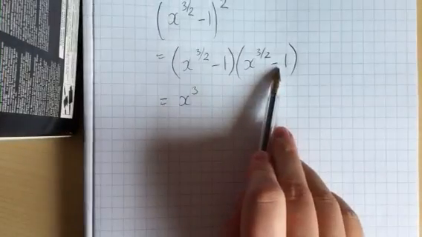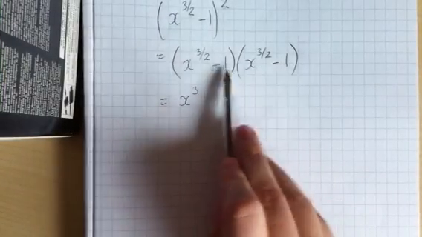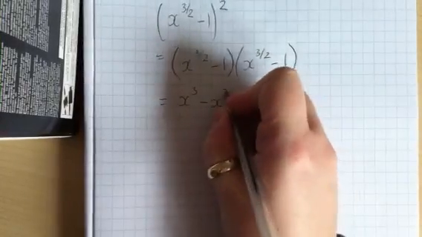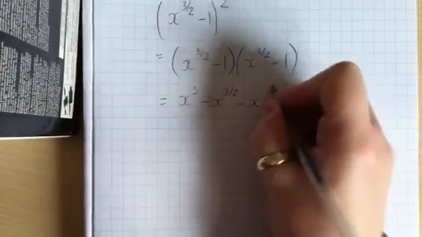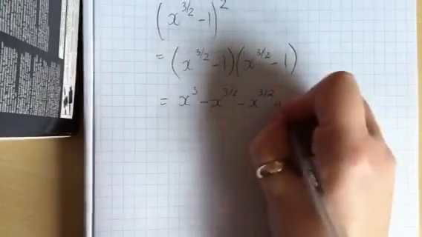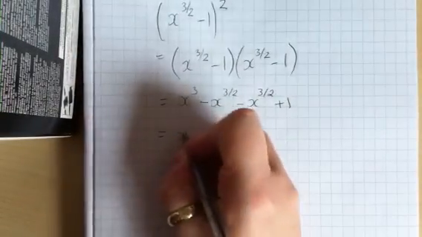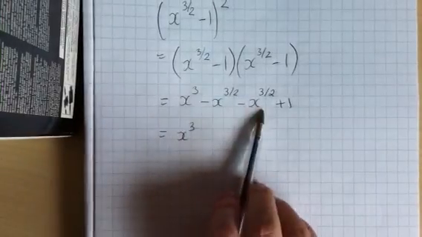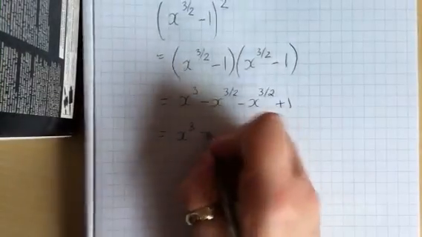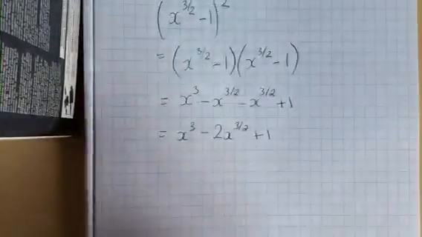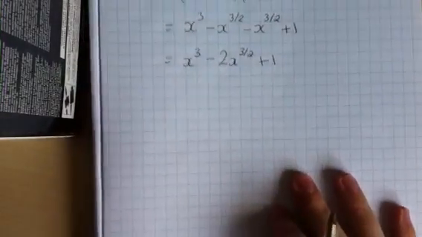That one times that one is minus x to the power of 3 over 2, and that one times that one is minus x to the power of 3 over 2. And then lastly, minus 1 times minus 1 is plus 1. Collect your terms if you can, which you can here. You've got two of these things, two of anything, minus 1 minus the other thing, they're the same thing. So you get two of those plus 1. And that is that expanded.